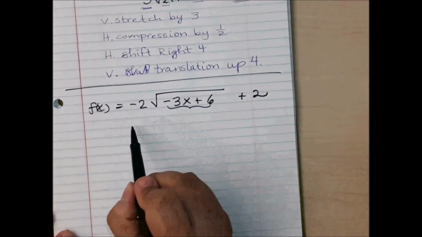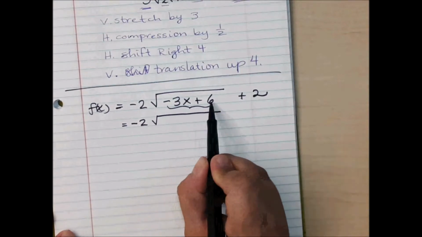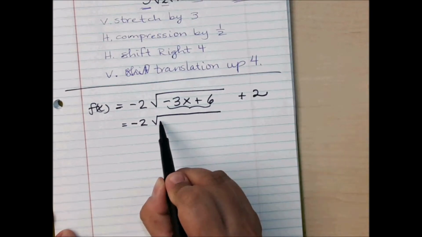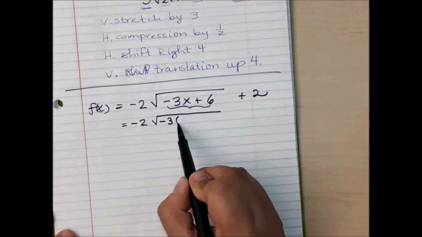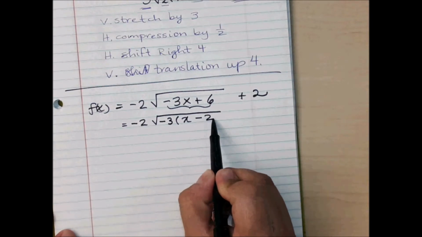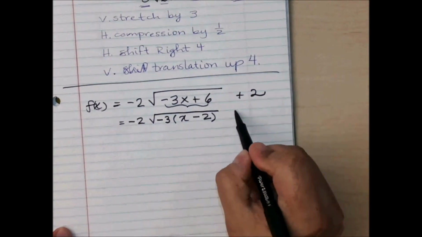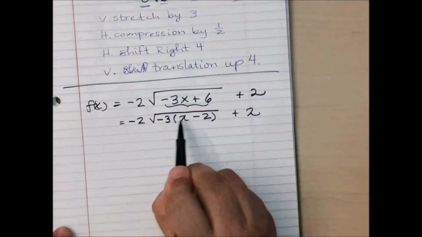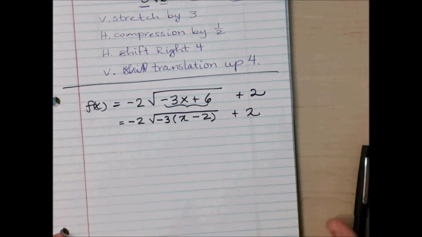So I'm going to rewrite this as negative 2 times the square root of. Notice these two have a common factor of 3, but I'm going to pull out a negative 3 because I want this first term to be positive. So I have negative 3 times x minus 2. So this problem, if you're not careful, you would actually get that very wrong if you don't factor out the common factor here.